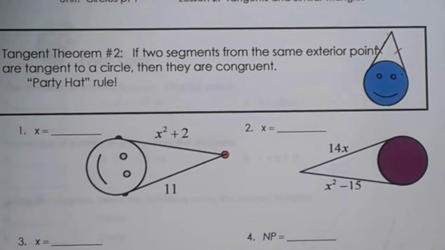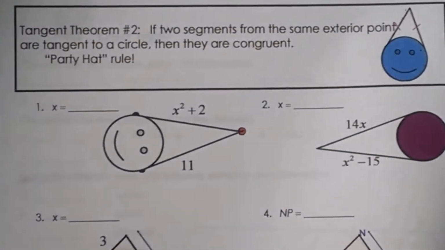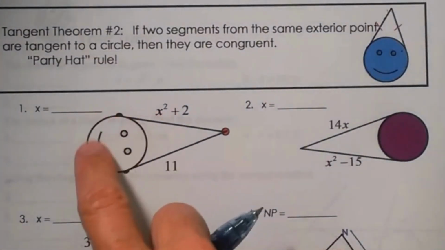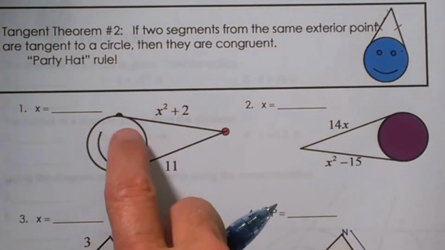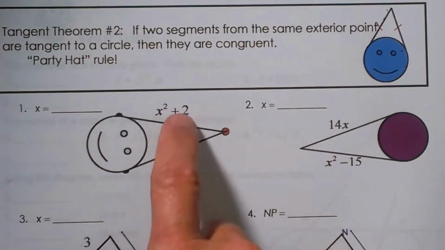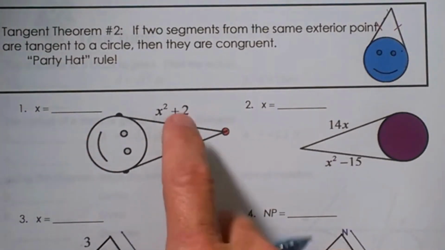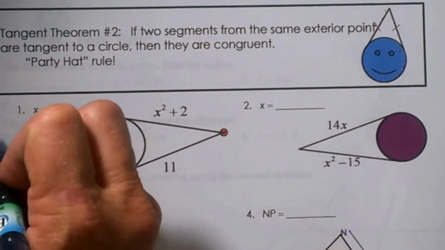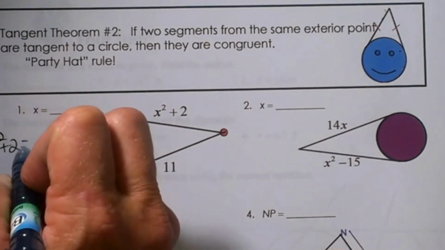I call this the party hat rule, which means that the two segments are congruent to each other. So now we're just going to take that and apply it with some algebra. Here we've got the party hat rule going on. We've got our circle, which I like to draw my smiley face in, and my party hat, so you can see the two segments are congruent. So algebraically, I'm just going to set those two segments equal to each other.